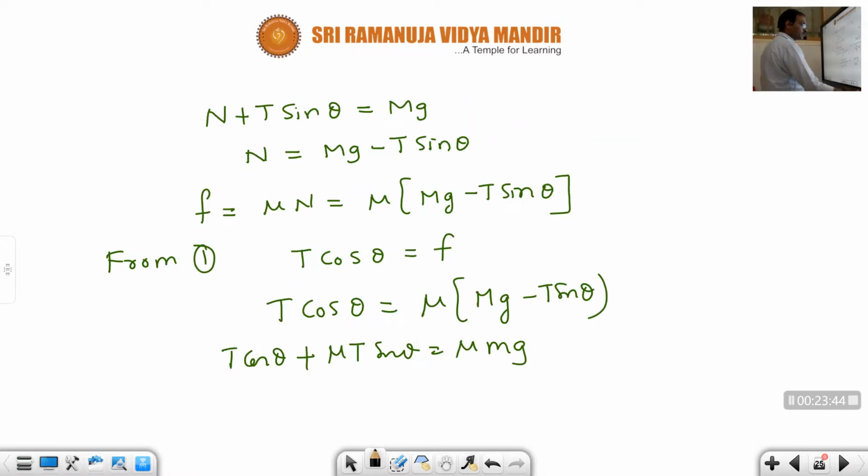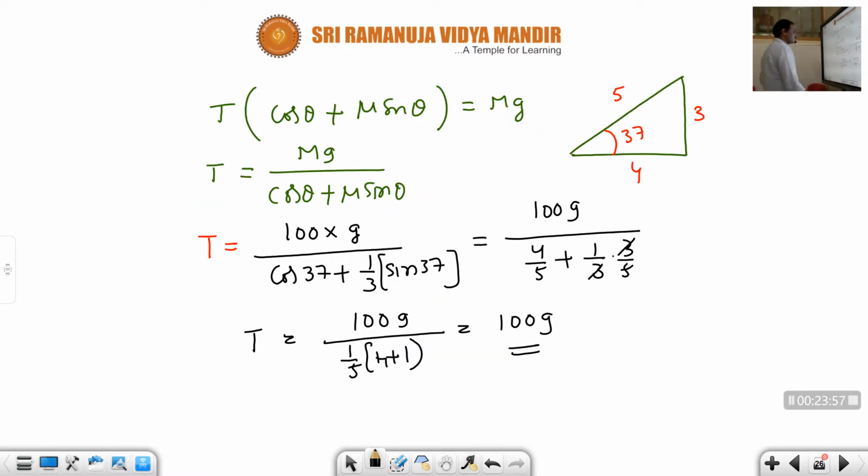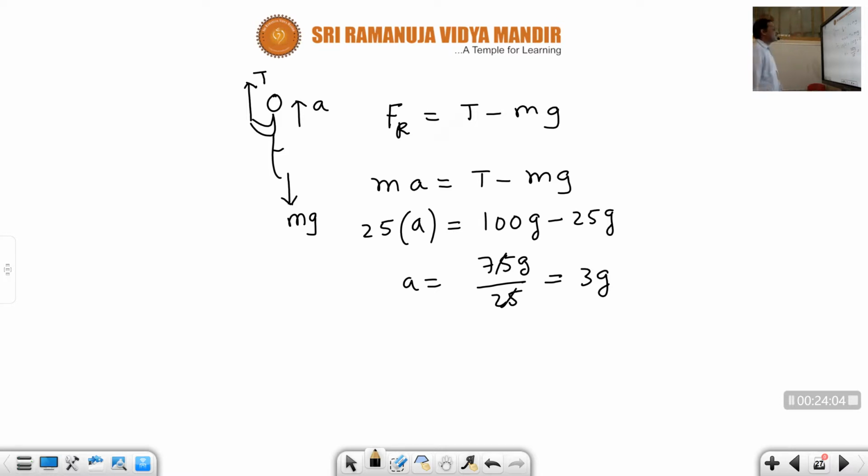See now how the question is solved. This is the way we found the tension. The tension T is equal to 100g. We substituted this tension in the equation of motion for the monkey. There we substituted 100g and 25g, that means 100 minus 25 is 75g. Then 75 by 25 is going to be 3g.